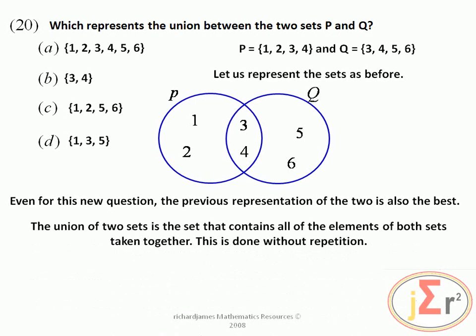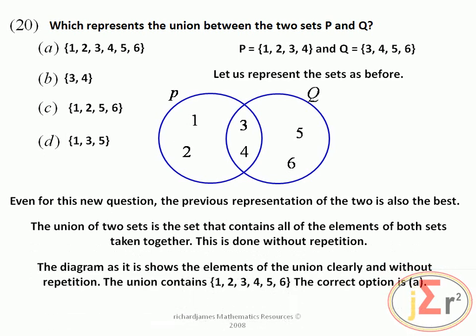So the union of the two sets is the set that contains all of the elements of both sets taken together. This is done without repetition. The diagram shows the elements of the union clearly and without repetition. The union contains 1, 2, 3, 4, 5, 6. The correct option is A.